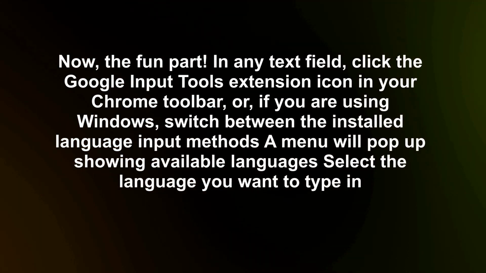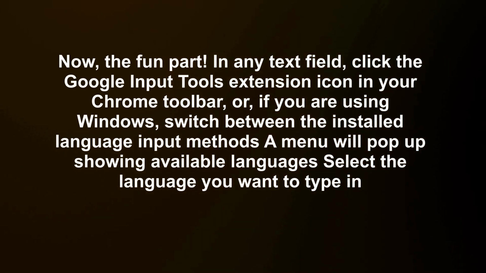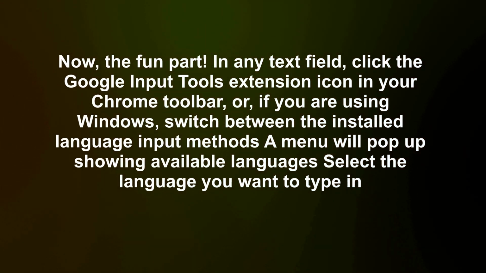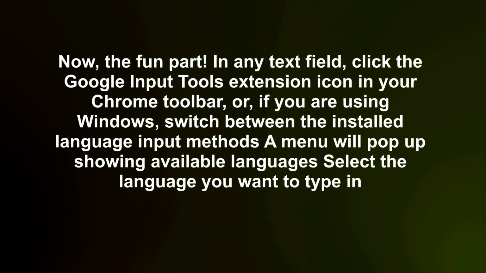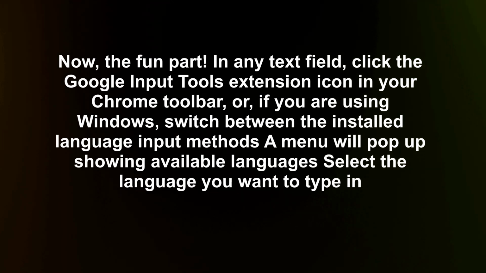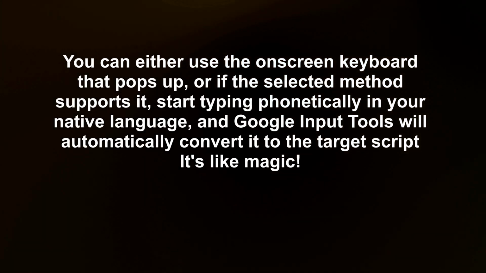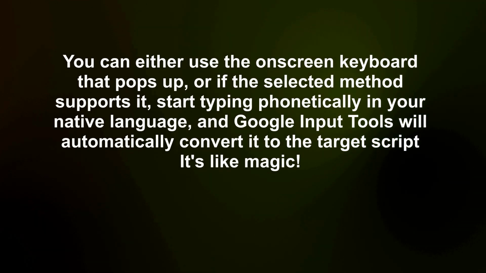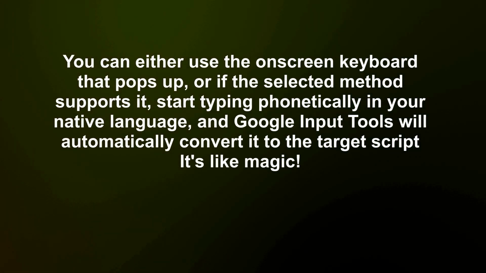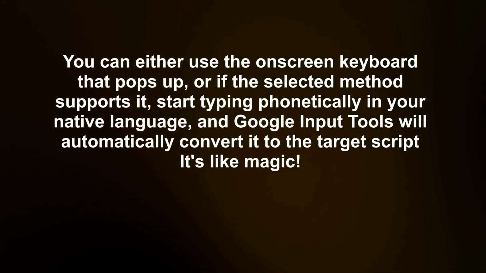Now, the fun part. In any text field, click the Google Input Tools extension icon in your Chrome toolbar, or, if you are using Windows, switch between the installed language input methods. A menu will pop up showing available languages. Select the language you want to type in. You can either use the on-screen keyboard that pops up, or if the selected method supports it, start typing phonetically in your native language, and Google Input Tools will automatically convert it to the target script.